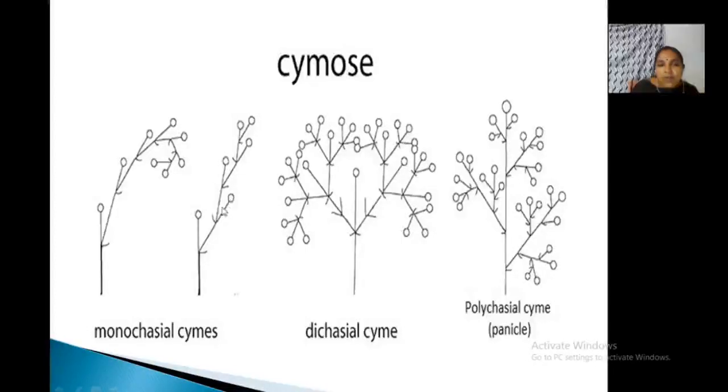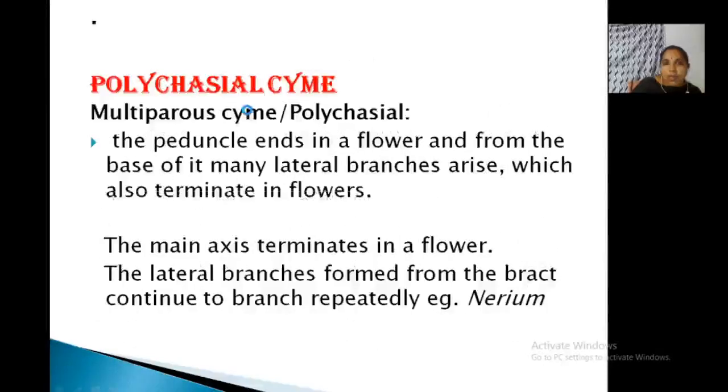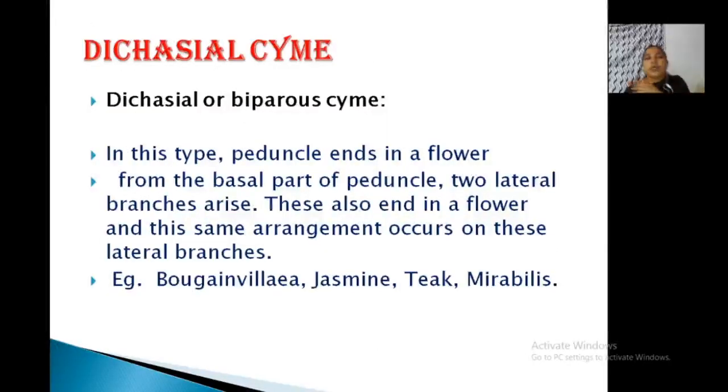Main axis ends in a flower, then one here, one here, one here, one here, one here, one here. So left, right, zigzag manner. Okay, so this is an example of scorpioid cyme. This is an example of helicoid cyme. So finally it will appear like this, like this, like this. Here it is opposite, opposite, opposite, zigzag. So that is our example. Clear? So now let us pass on to the second type.